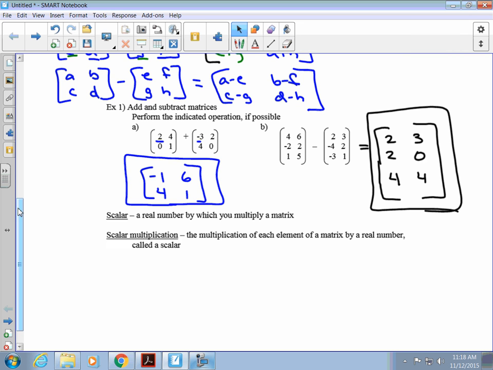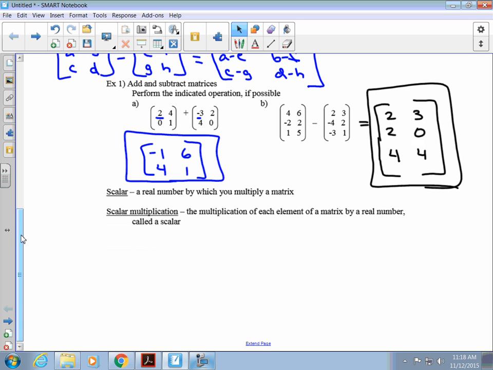We're also going to talk about something called a scalar, and that's a real number by which you multiply a matrix. You can kind of think of it as like the distributive property. A scalar multiplication is a multiplication of each element of the matrix by a real number called a scalar.